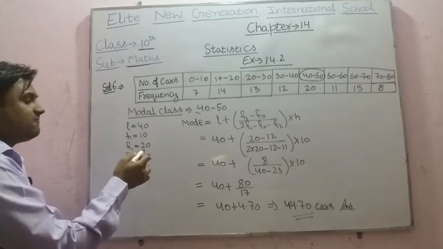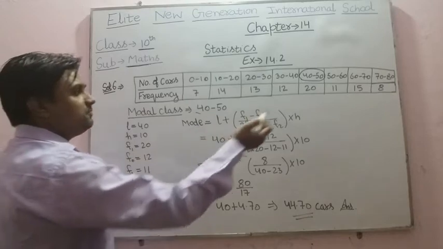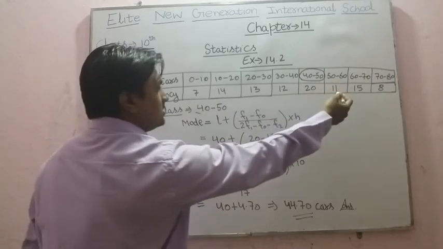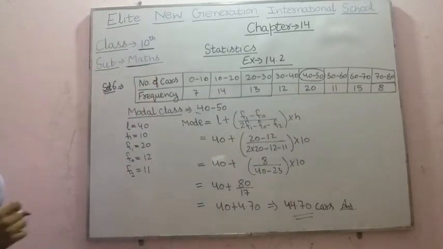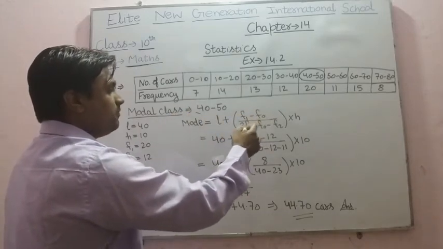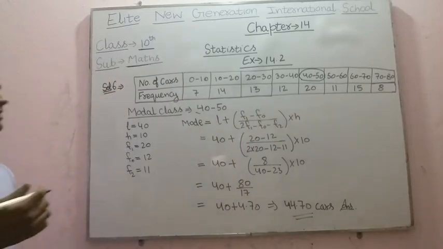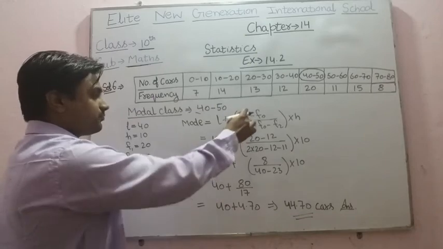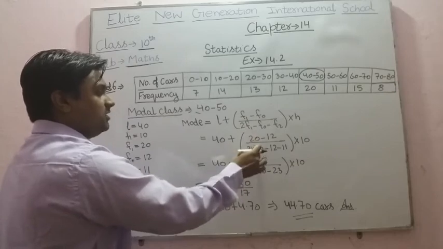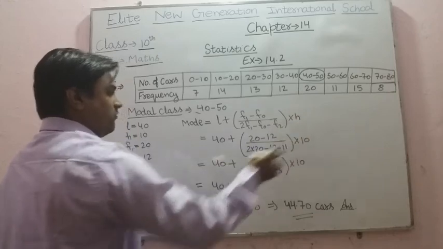So here f1 is the frequency of the modal class, that is 20, and f0 is the frequency of the class preceding the modal class, that is 12, and f2 is the frequency of the class succeeding the modal class, that is 11. Now putting these values in the formula, mode equals L plus f1 minus f0 upon 2f1 minus f0 minus f2, into h. So by putting it in the formula, the value of L is 40, f1 20 minus f0 12 upon 2 into f1, that is 20, minus f0 which is 12 and f2 which is 11, and into the value of h which is 10.